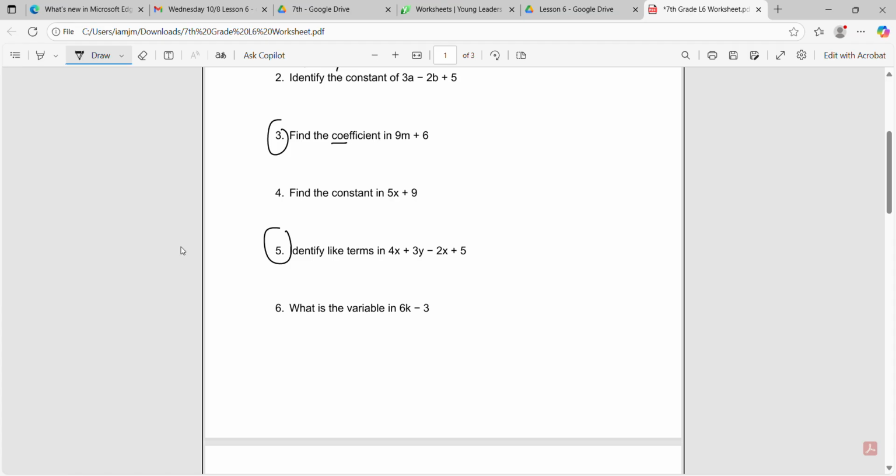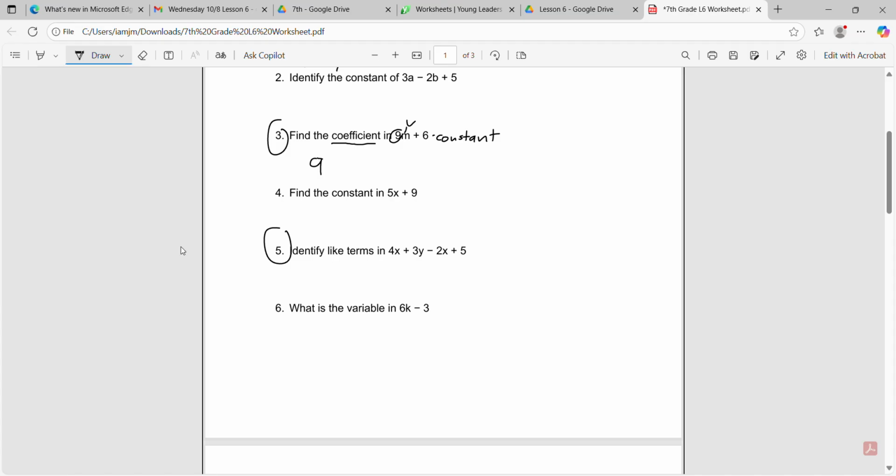Find the coefficient: 9m plus 6. 6 is a constant. M is a variable, which means 9 is a coefficient.